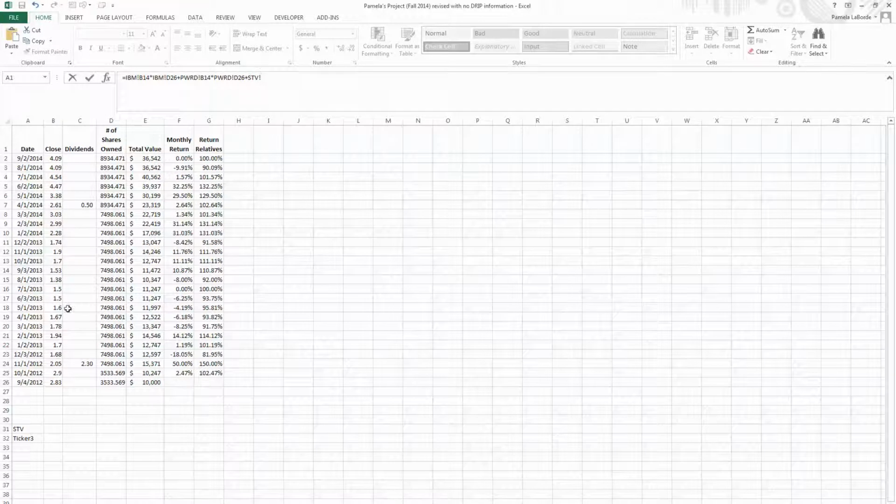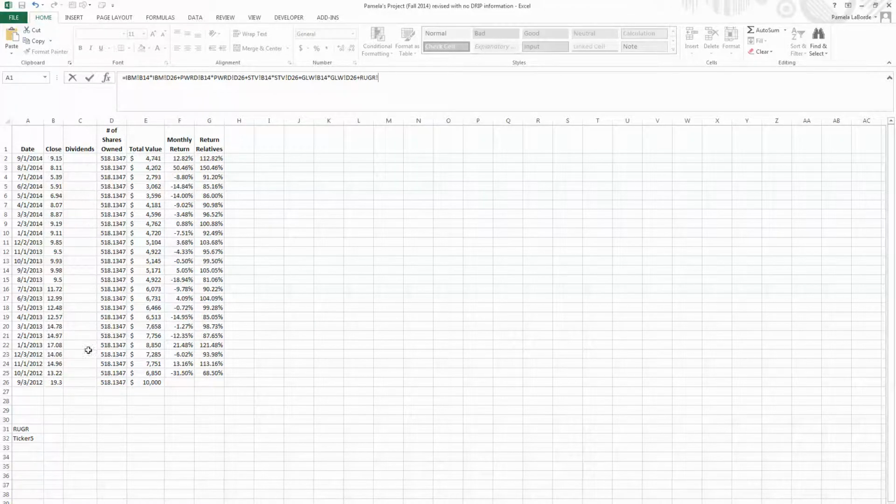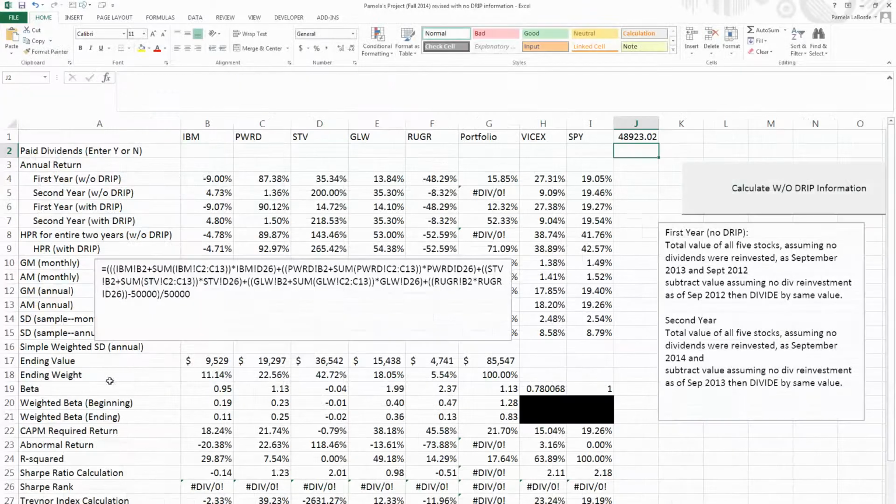Then I need STV's price times the number of shares originally purchased, plus Corning's price of September 13 times the number of shares originally purchased, and the same for Ruger. When I hit enter, there is that value. So somewhere along the way, from September of 12 to September 13, ignoring dividends, my 50,000 dropped to 48,923.